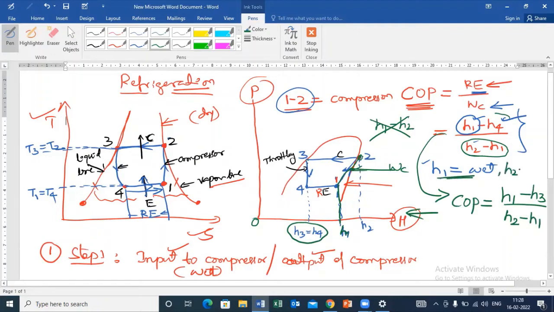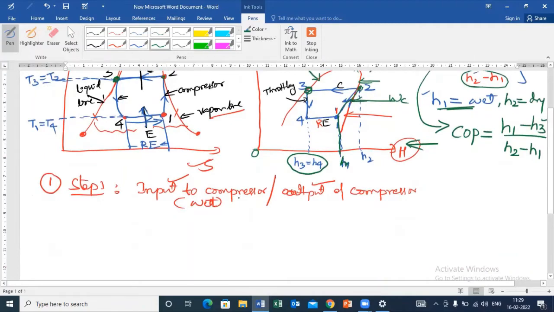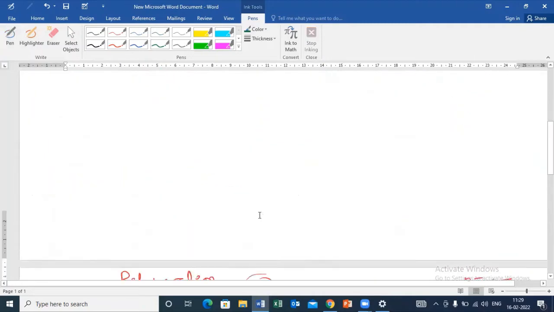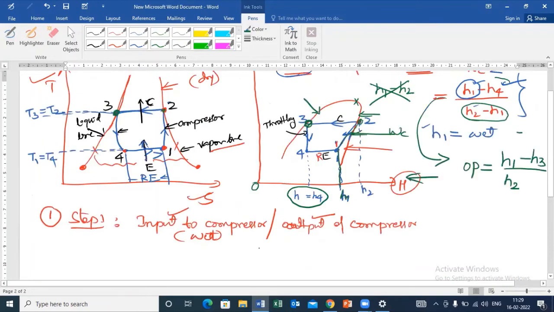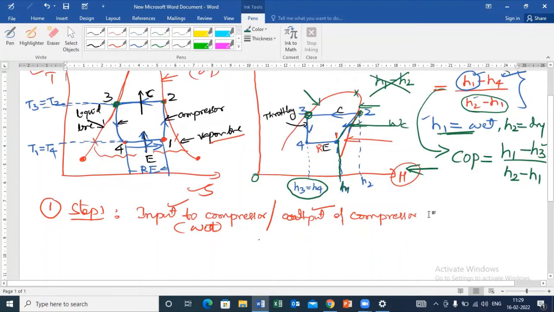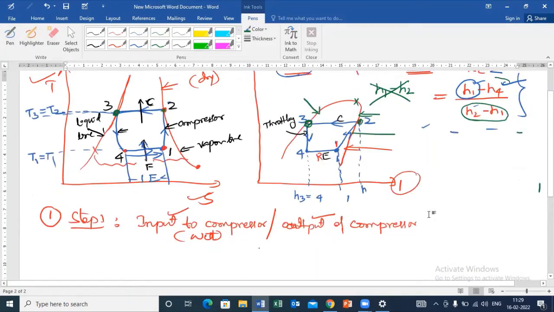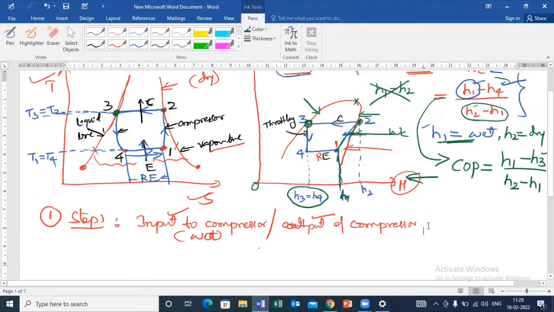Now tell me, H2 is in which condition? H2 is in dry condition. H3 is in liquid condition because it is purely on the liquid line. This is the liquid line, this is the vapor line, and both meet at this point. So now I will show you how to take the values. First step, you have identified the condition. Very good. The next step, the second important step, is to identify the type of refrigerator or refrigerant cycle, that is VCR or VAR.